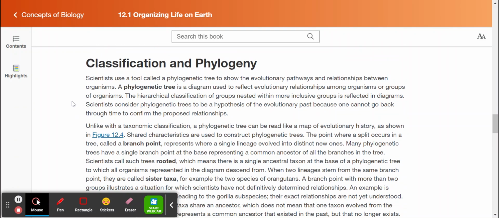Classification and phylogeny. Scientists use a tool called a phylogenetic tree to show the evolutionary pathways and relationships between organisms. A phylogenetic tree is a diagram used to reflect evolutionary relationships among organisms or groups of organisms. The hierarchical classification of groups nested within more inclusive groups is reflected in diagrams. Scientists consider phylogenetic trees to be a hypothesis of the evolutionary past because one cannot go back through time to confirm the proposed relationships.